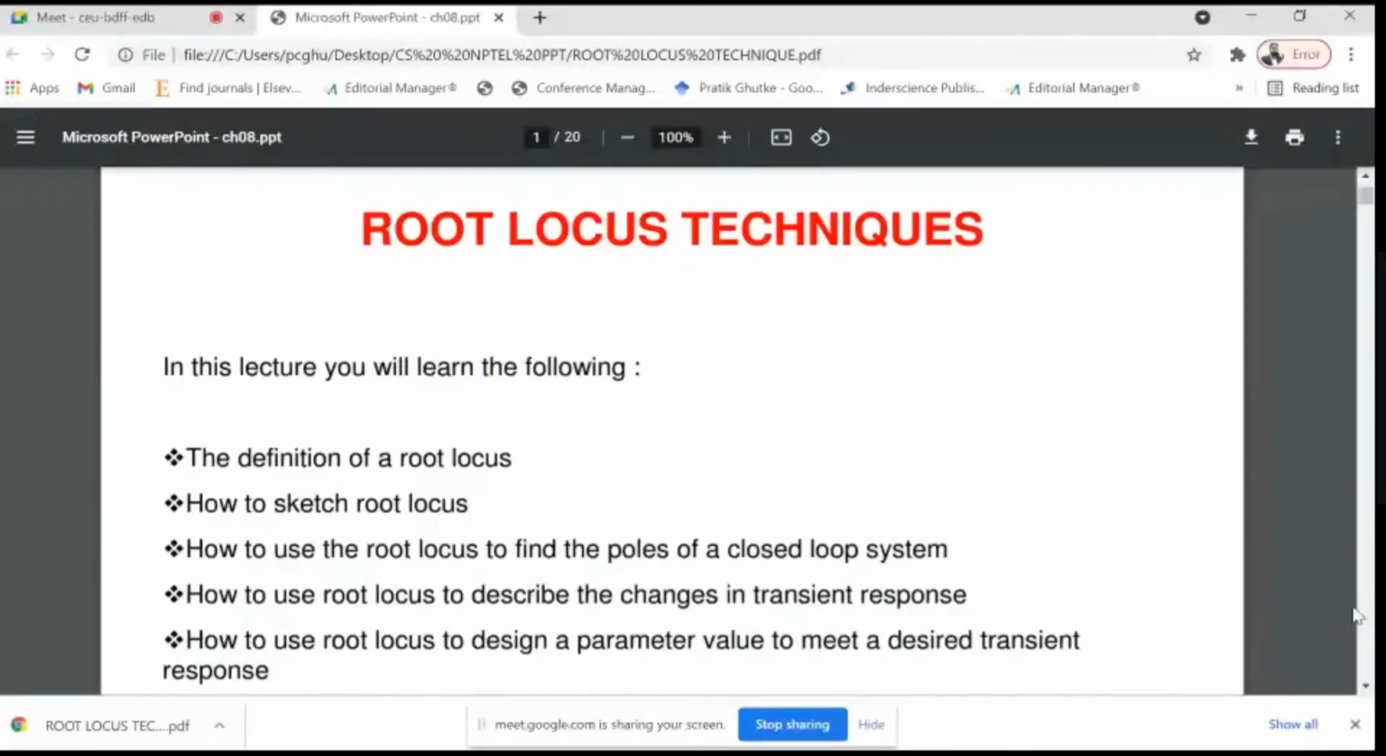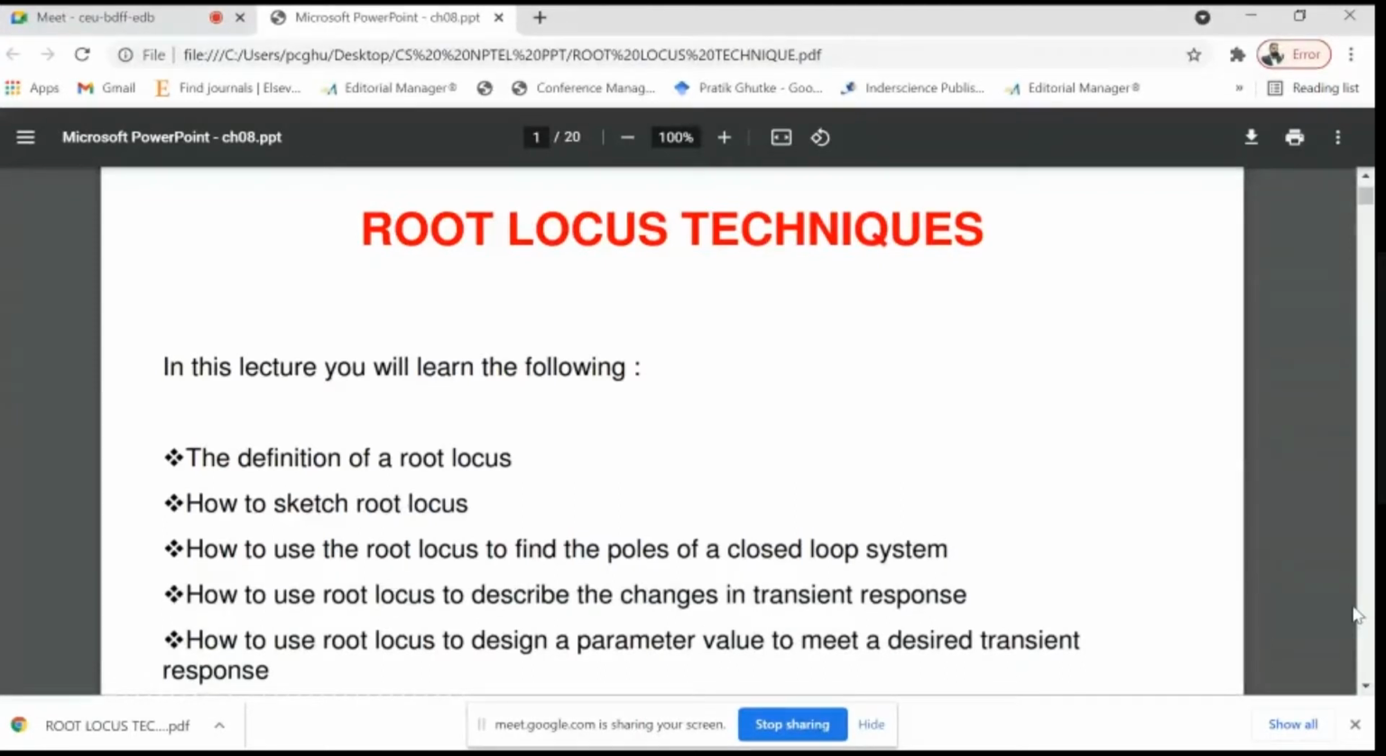Today we will start with another very important topic of stability analysis, that is root locus technique. Previously we have seen the Routh-Hurwitz criteria for stability and its numericals also. Beyond that, there is one very important technique, that is root locus technique, which is used to check the stability of the given control system.